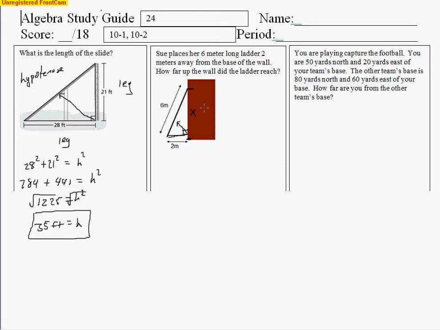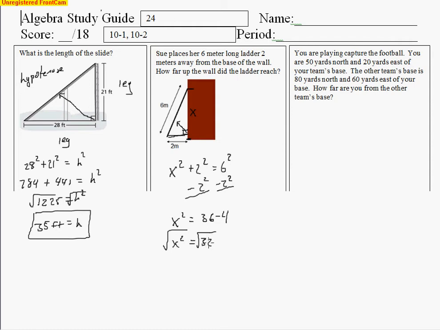So we've got two legs that we're going to square and add together. So we have x squared plus 2 squared equals 6 squared. So in this problem I need to subtract the 2 squared from both sides. But before I can subtract, I've got to square first. So x squared is going to end up equaling 36 minus 4. And so when I go ahead and do that work, I get 32. So now I'm going to go ahead and take the square root of both sides.